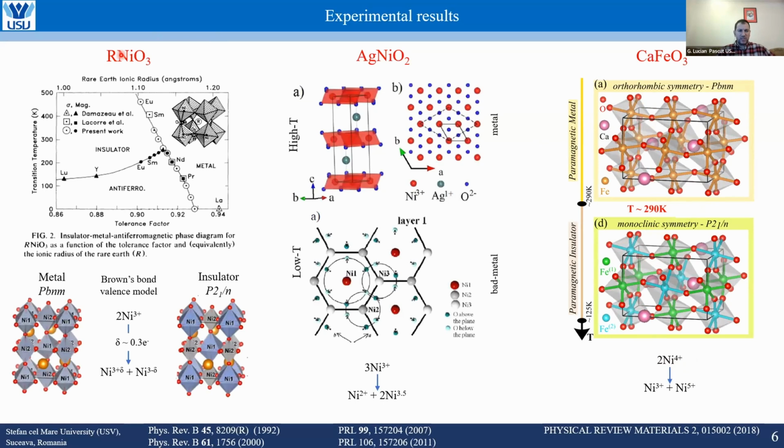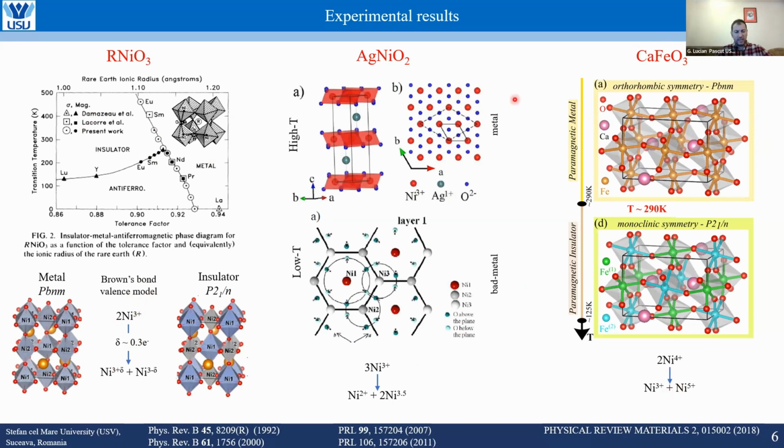So basically, in all these compounds, we have in this class a metal to insulator transition, calcium iron oxygen 3 metal to insulator transition, and here metal to bad metal. All the crystal structures have associated with them some expansion and contraction of the local nickel environment. And then if you apply the bond valence model, we get some charge disproportionation. And all this is fine.